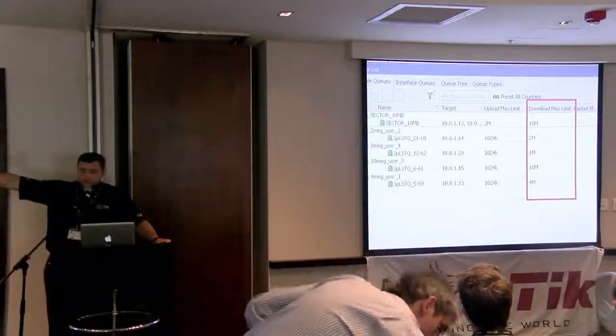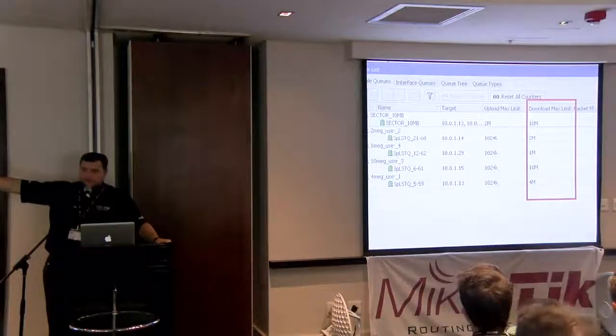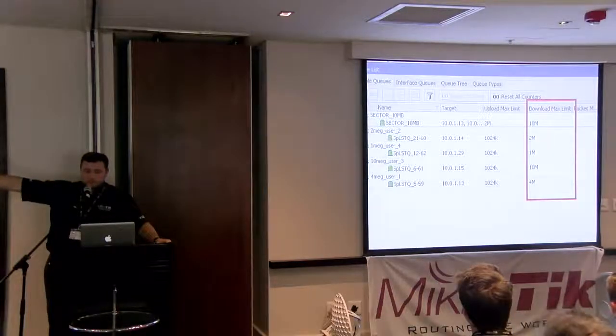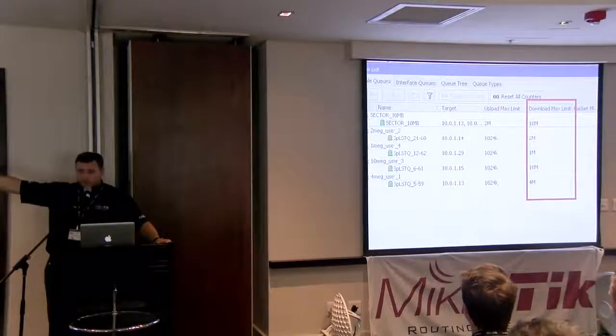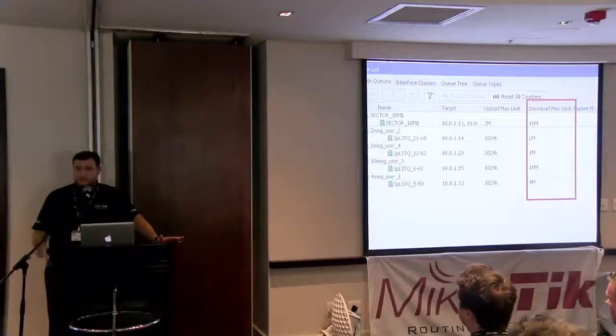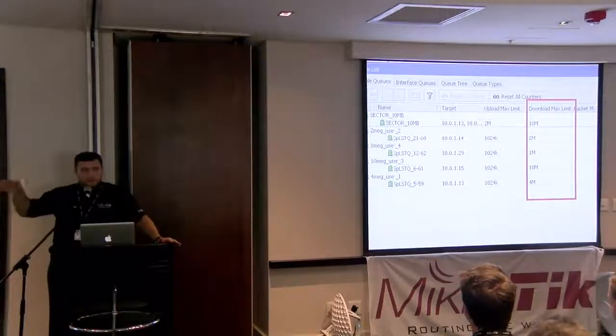We put the main parent, which is 10 meg, and under it, if you count everything together, you will see that it's more than 10 meg. But in fact, they will not get more speed than 10 meg in total. So this is contention with a simple queue again. You don't need to build a queue tree as it was in version 5 something. In version 6, you have parents, so you can do contentions that way.